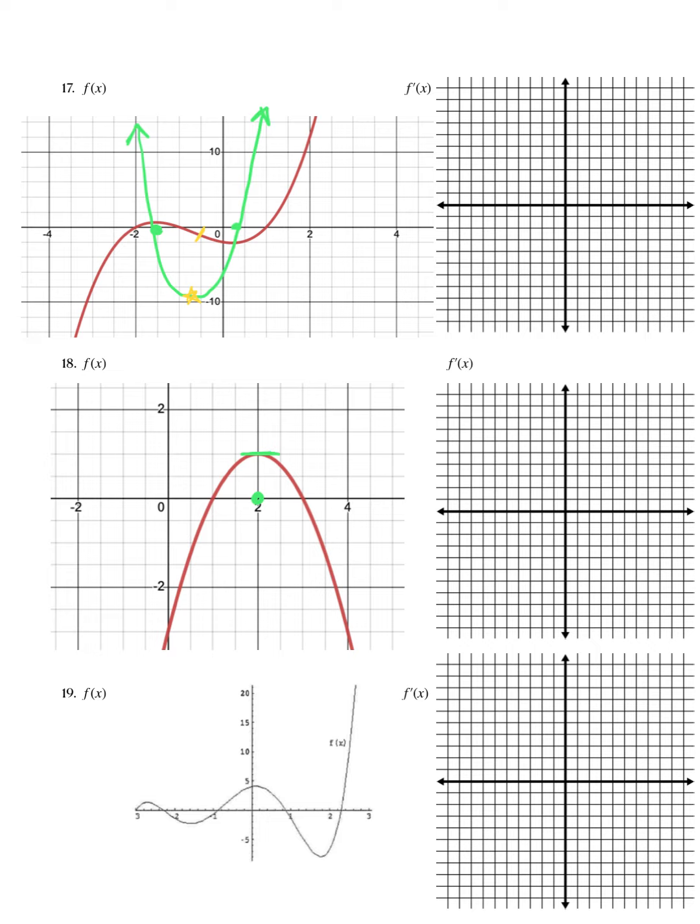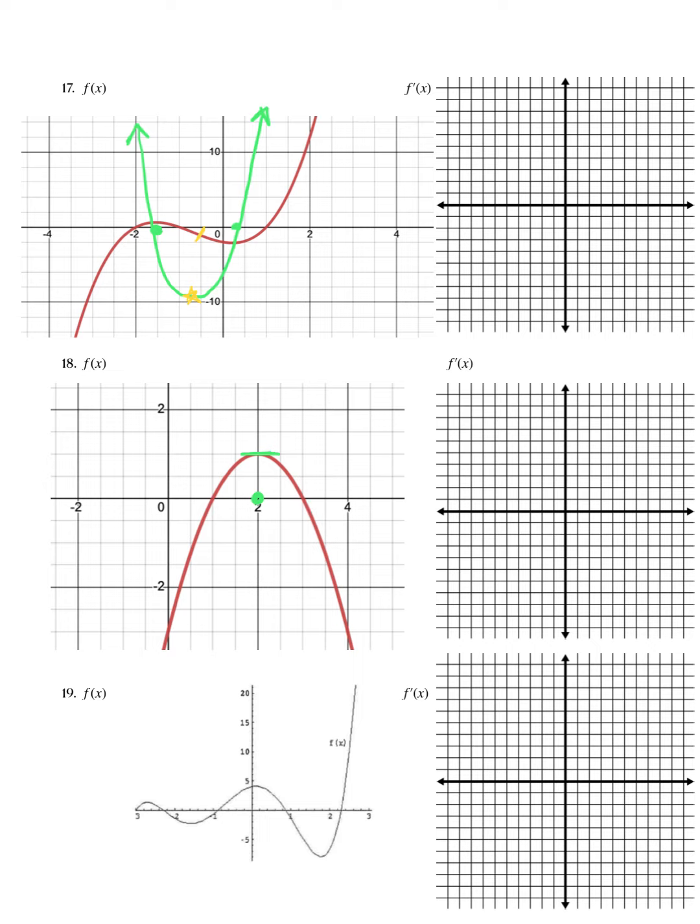I'm seeing this section of my graph is increasing, so my derivative needs to be positive to the left of this point. And then here it's decreasing, so my derivative needs to be negative to the right of this point.